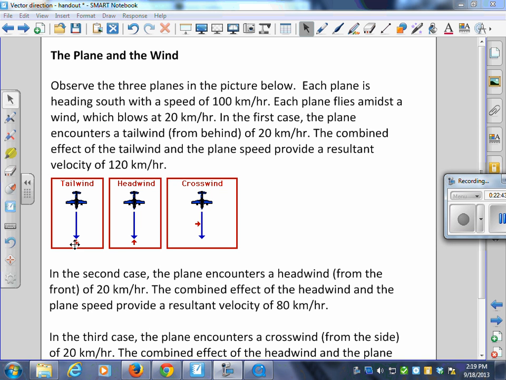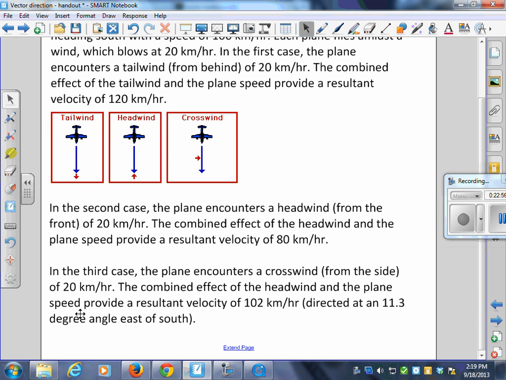In the second case, the plane encounters a headwind from the front of 20. The combined effect of the headwind and the plane speed provide a resultant velocity of 80. Plain old arithmetic. In the third case, the plane encounters a crosswind from the side of 20. The combined effect of the crosswind and the plane speed provide a resultant velocity of 102 kilometers per hour directed at an 11.3 degree angle east of south. And suddenly things got a whole lot more complicated, didn't they?